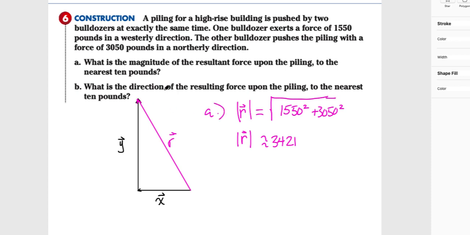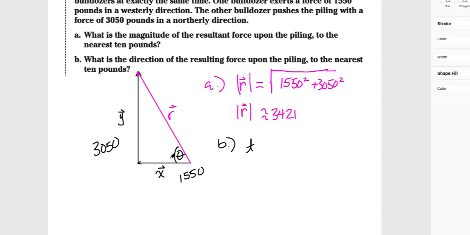Part B asks, what is the direction of the resultant force upon the piling to the nearest 10 pounds? That's weird, because the direction is not given in pounds. I'm wondering if this is a typo. When we talk about directions, we generally want to find the angle, so that's what I'm going with here. The pounds, I'm not sure what's happening.